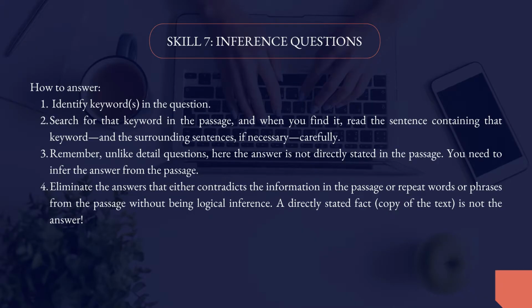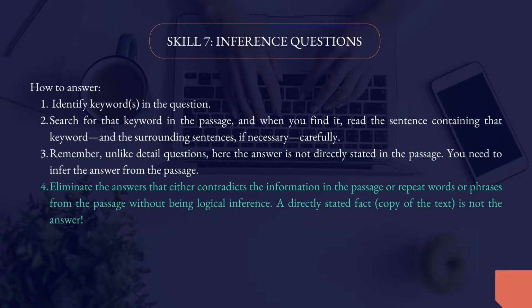Now, let's see how we're going to answer these questions. Number 1, identify keywords in the question. Number 2, search for that keyword in the passage. And when you find it, read the sentence containing the keyword and the surrounding sentences if necessary, carefully. Step number 3, remember, unlike detailed questions, here the answer is not directly stated in the passage. You need to infer, you need to derive the answer from the passage. It is not directly there.